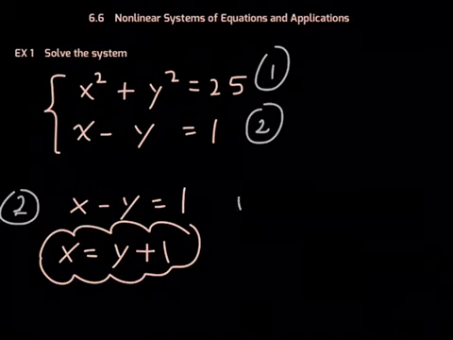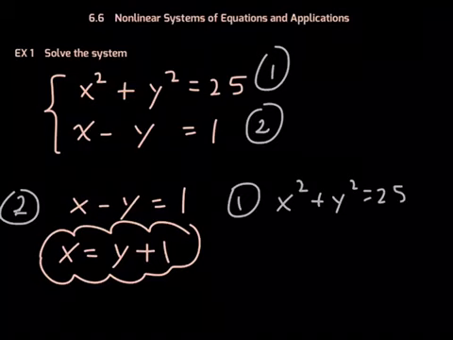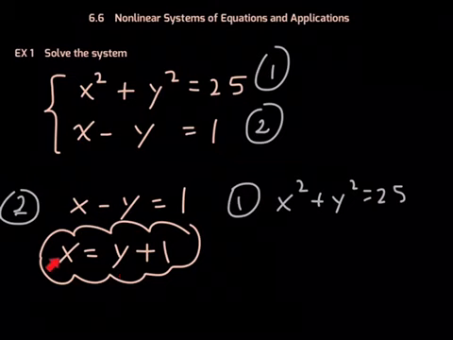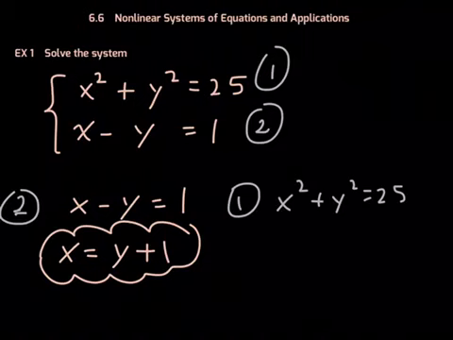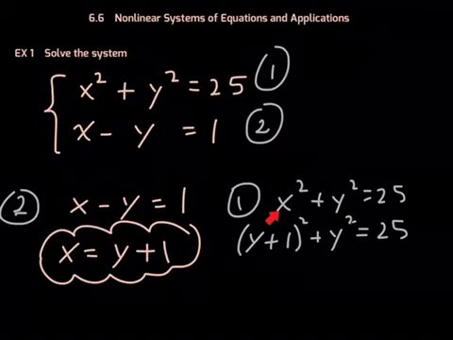Now go to equation 1, which says x squared plus y squared is equal to 25, and make a substitution. Replace x with y plus 1. After all, you're saying x is the same thing as y plus 1. So then when I make my substitution, I'll have (y plus 1) squared plus y squared is equal to 25. Do you see my substitution? I replace this x with y plus 1. Now I'm going to have to expand this. Now be careful to expand this correctly.